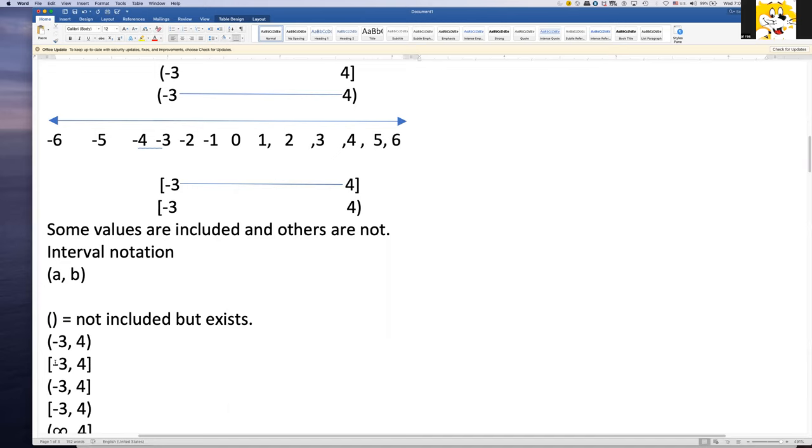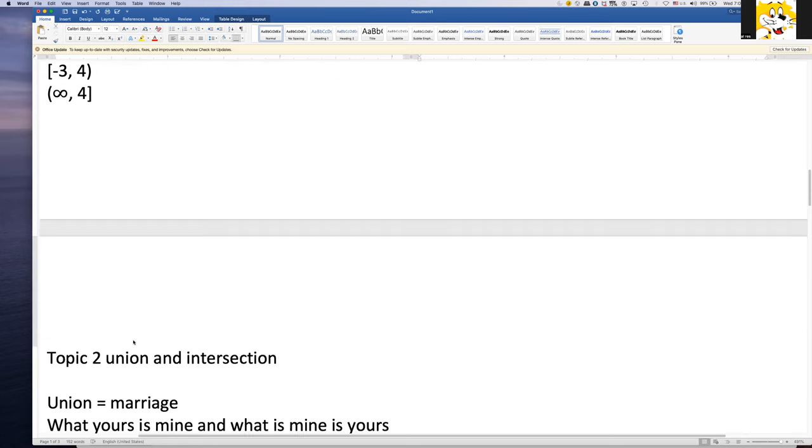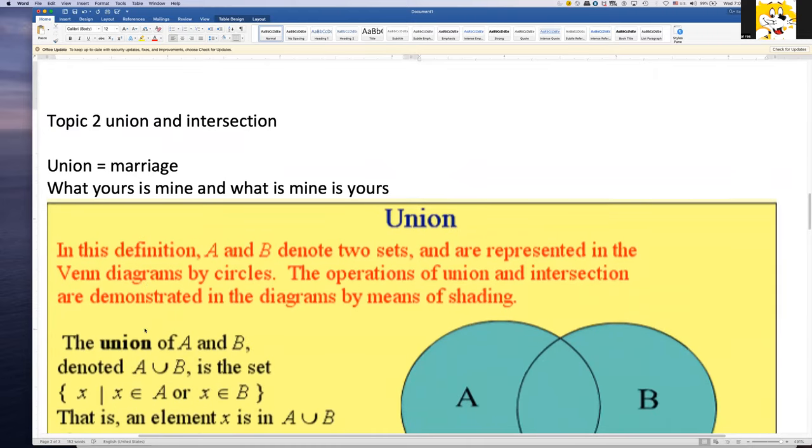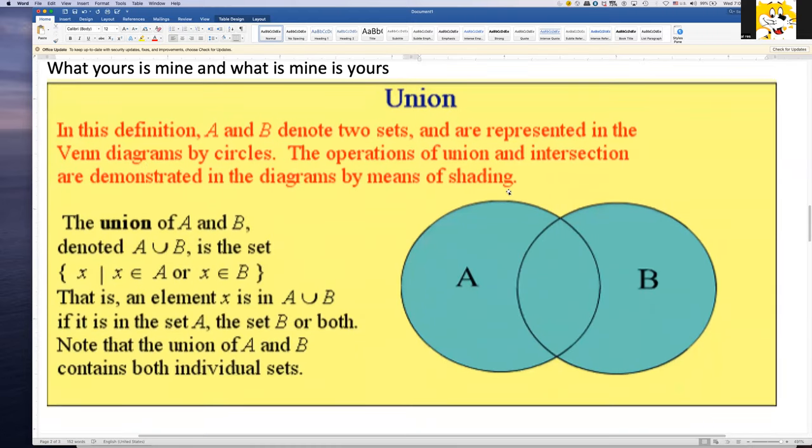A way to understand this figuratively is that when you have parentheses, those parentheses are like walls. The walls exist, but you can't touch them. But when you have a bracket, you could sit on the wall and it's okay because you can be included on the wall with the bracket. If you have parentheses, all you could say is the wall exists, but I cannot touch it. Then after that, we jumped into union and intersection. And we said that the union is when two things get put together and everything now belongs to each other, right?